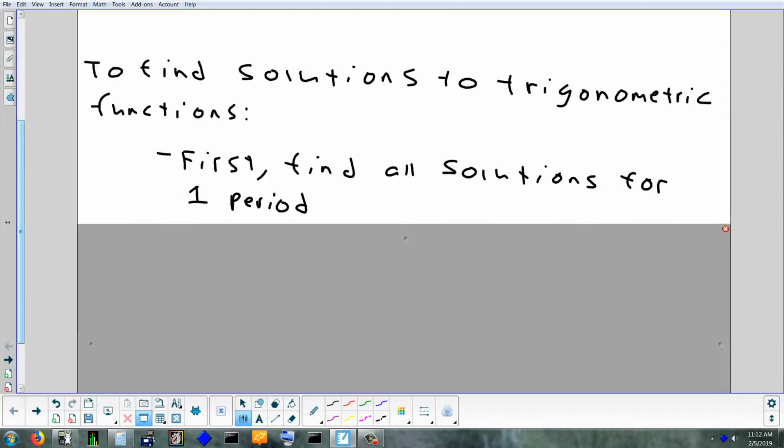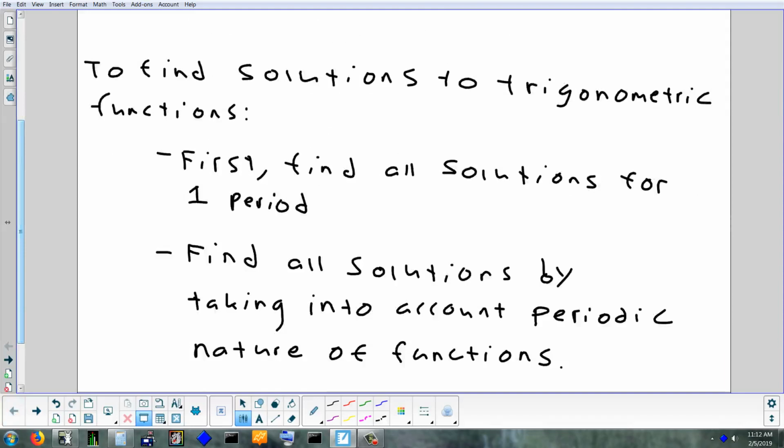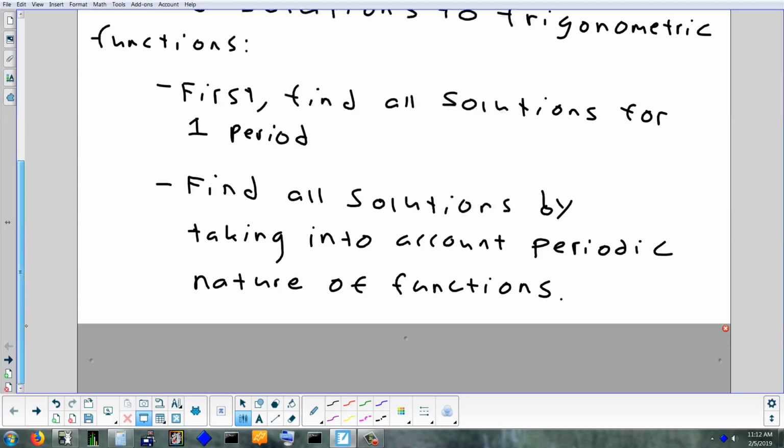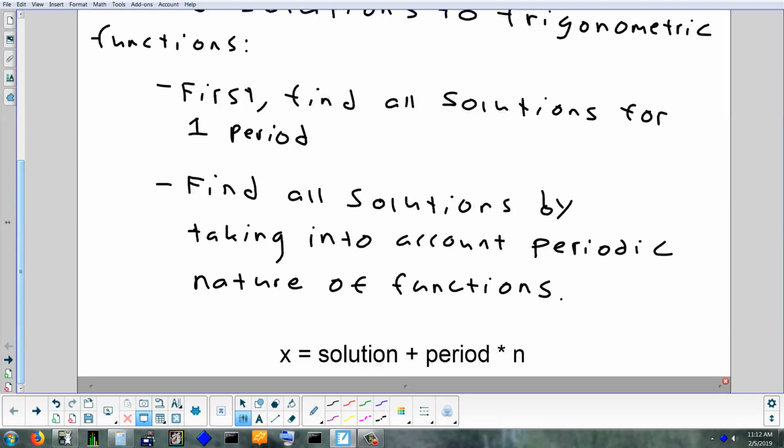Find all the solutions in 1 period, and then take into account that the answer repeats every cycle. So this second statement is just saying put plus the period times n. Take into account that the answer you found is going to keep repeating at regular intervals over and over. So it's going to look something like that, just like you wrote yesterday.